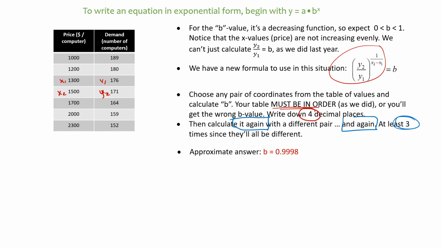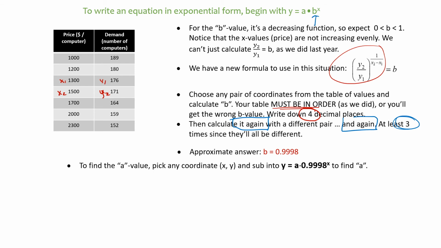So now we have a b value to put up here at the top. In our equation, we now have a b value. We have to find an a value. To find the a value, we pick any coordinate, sub it in for x, y, just the way we've always done. So I'm going to take this first coordinate right here. This gets subbed in, 1000 goes in for x, 189 goes in for y into my equation.